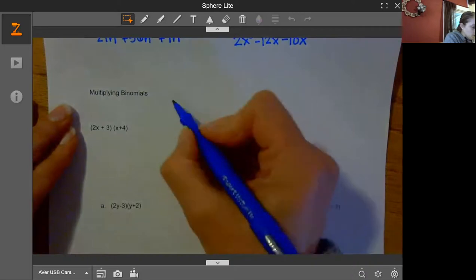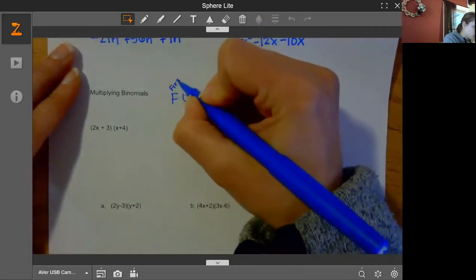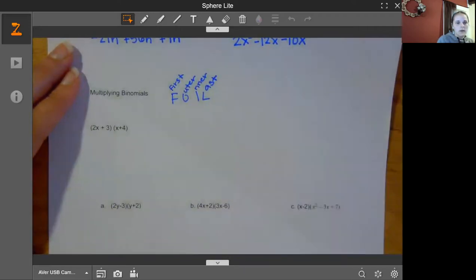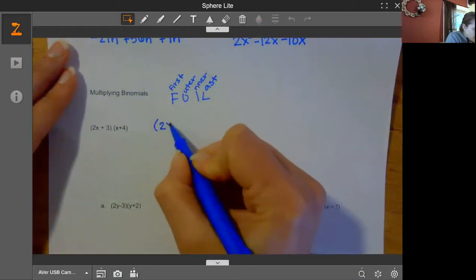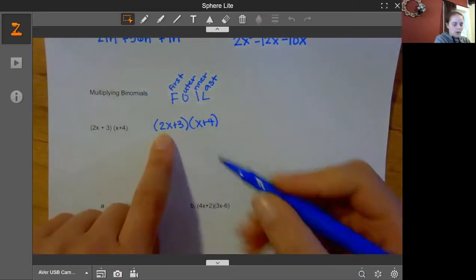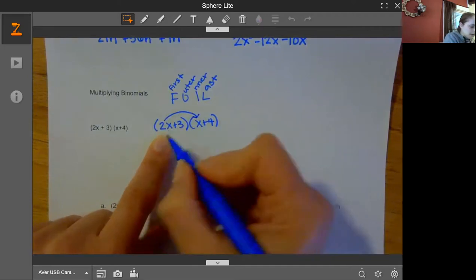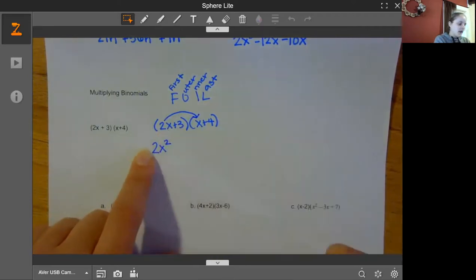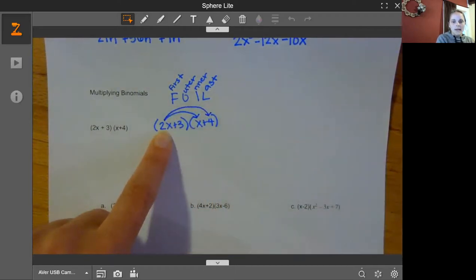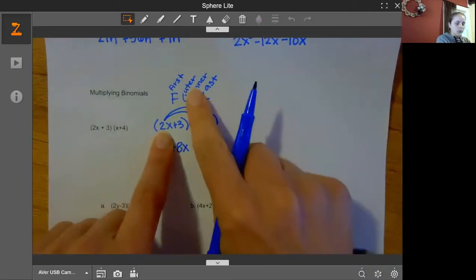Okay, so this is called FOIL. FOIL stands for first, outer, inner, and last. If I'm doing this problem right here, 2x plus 3 and x plus 4, I'm going to distribute this 2x to this x, and that's going to be the first. So 2x times x gives me 2x squared. I also have to distribute this 2x to this positive 4. So 2x times 4 gives me 8x. And that would be the outer part.